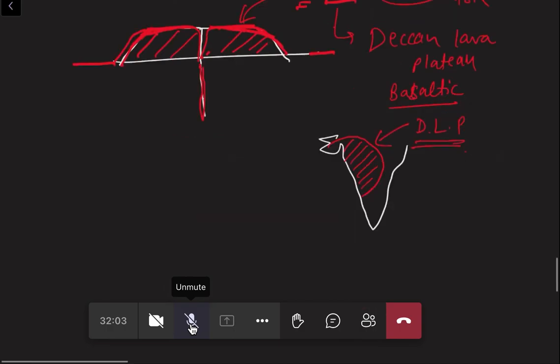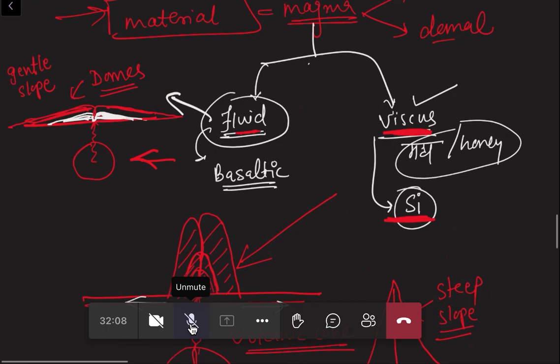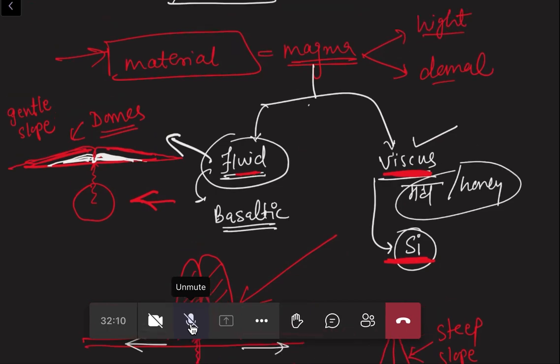Okay, now here this type of domal mountains we got because of the fluid lava, right? So what is the example of this? The example is Hawaiian island.